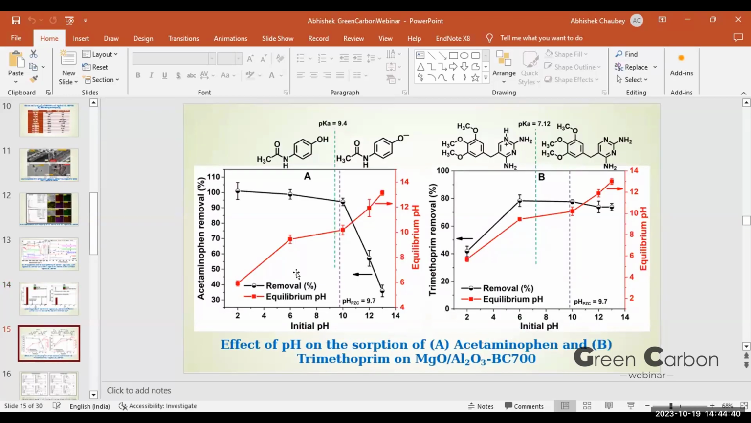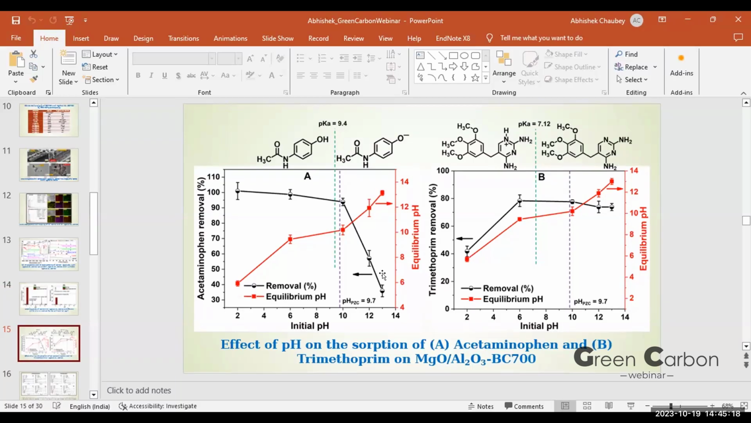Further, we also studied the effect of pH on this sorption. The right one is the acetaminophen sorption, and the left one is the trimethoprim sorption. As you know, the pH plays a very key role in the sorption process. The red color represents the removal efficiency of the pharmaceutical. I'm talking about figure 1A. The sorption remains more or less the same from pH 2 to 10, but after 10 it started decreasing. There is also a red line which represents the equilibrium pH.